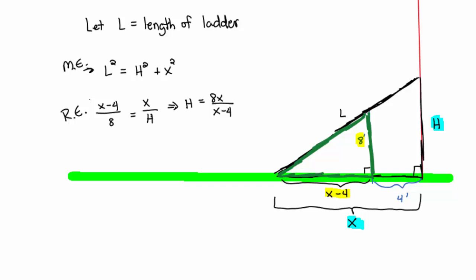So here I go. Let's do that. This will imply that L squared is equal to 64x squared over the quantity x minus 4 quantity squared plus x squared.